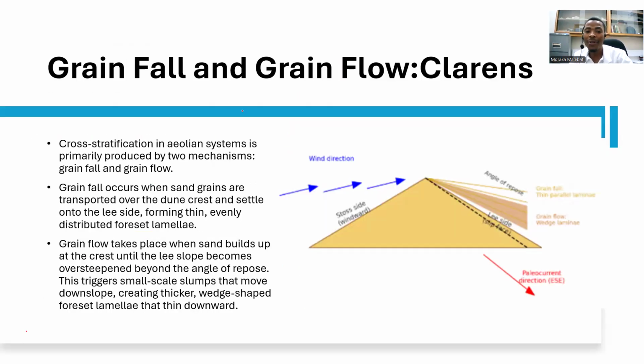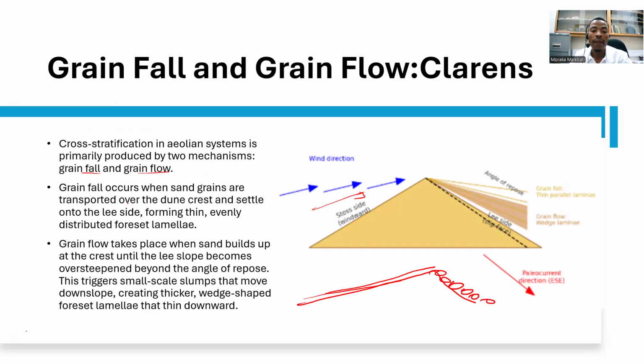And then let's talk about the processes which took place in the Clarence. The cross stratification in aeolian systems is primarily produced by two mechanisms: grainfall and grain flow. Grainfall occurs when sand grains are transported over the dune crest and settle onto the lee side. They settle here, so it's like this, and then they will settle here.